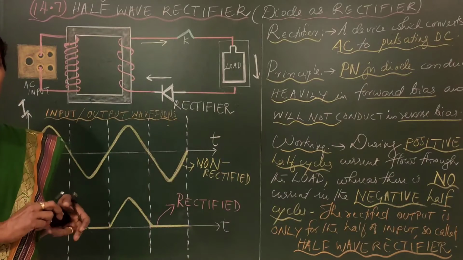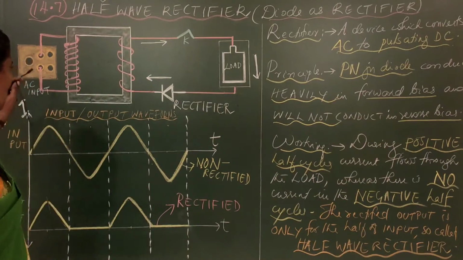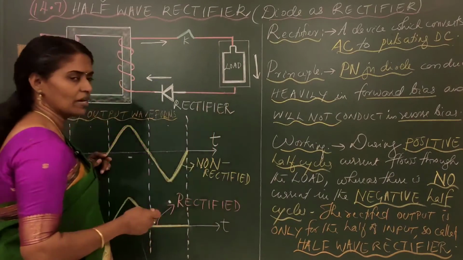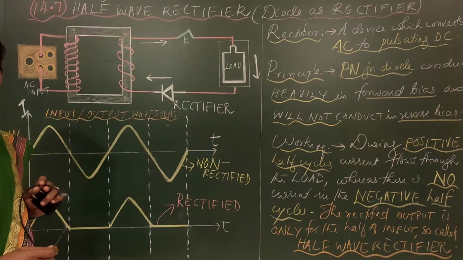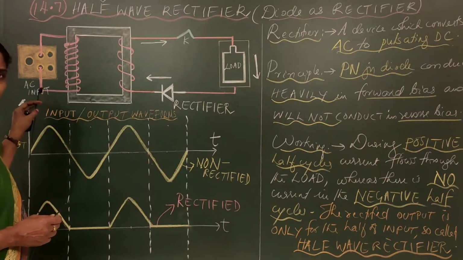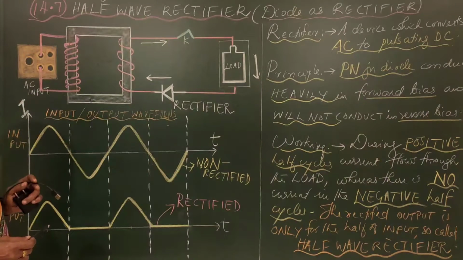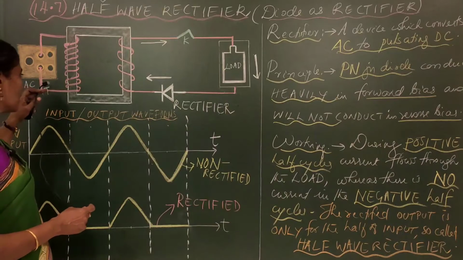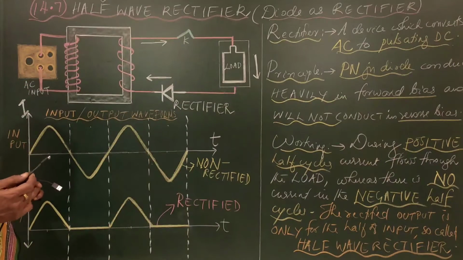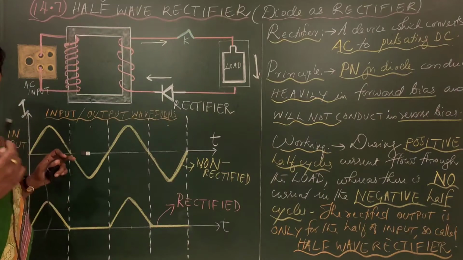If you don't have this part, you are giving the connection directly from the socket to the phone. What will happen? It's very clear. This is an AC or a fluctuating input with 230 volt and nearly 50 hertz frequency. So every second it fluctuates 50 times.